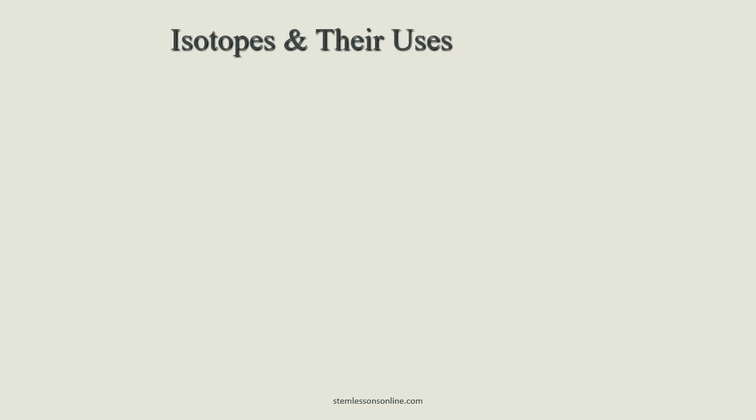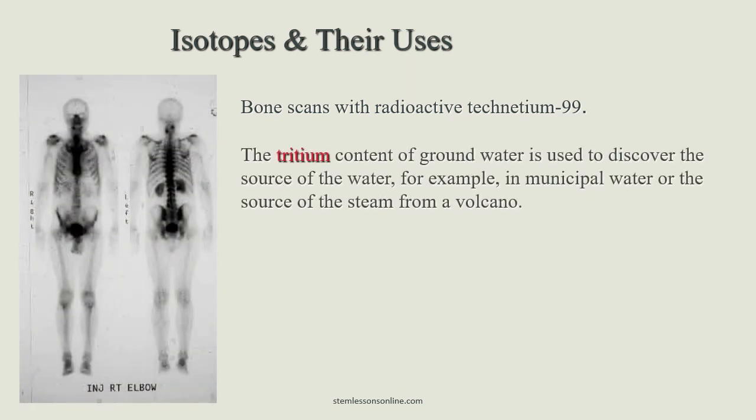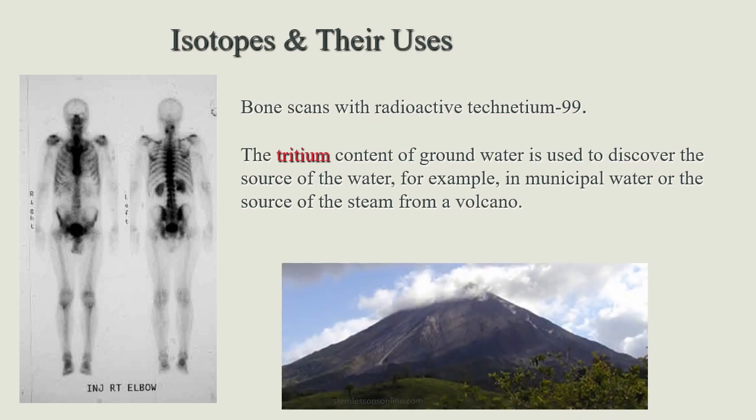A simple example to show the application of isotopes. Bone scans with radioactive technetium-99. Another example is the tritium content of groundwater is used to discover the source of the water, for example, in municipal water, or the source of the steam from a volcano.